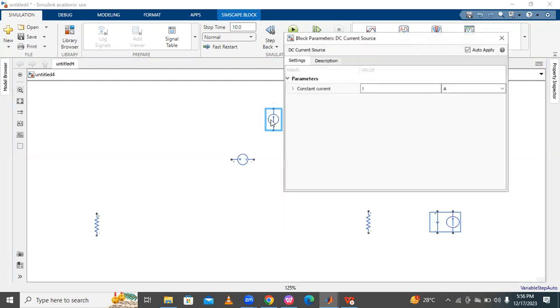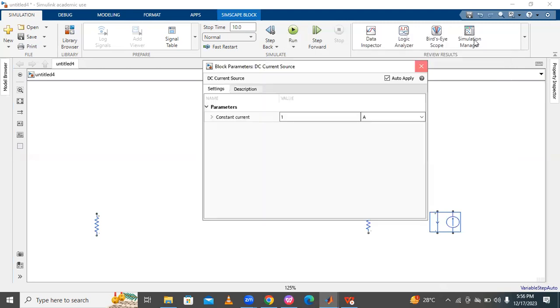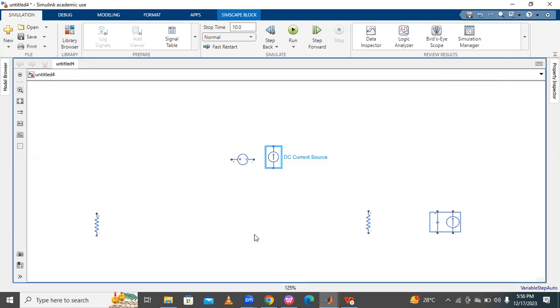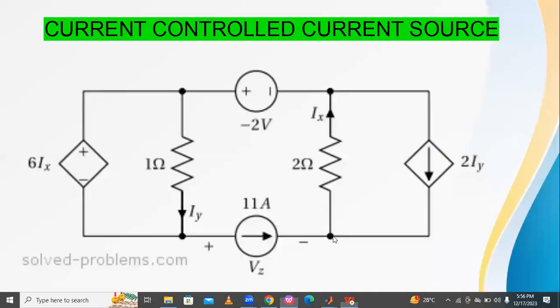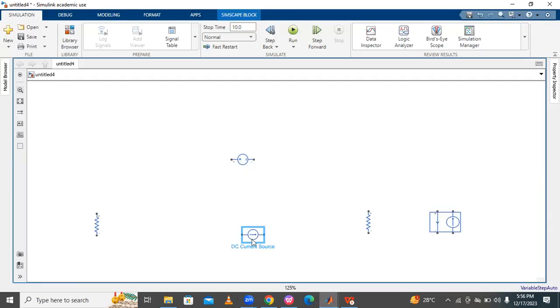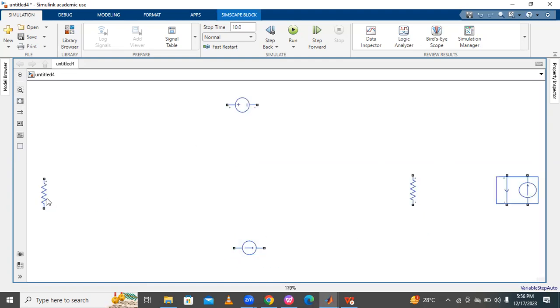Open this DC current source, only constant current is. So place here control R. What is the direction of current? In this direction, right side. That's why it is also right side. Okay, this is the current direction.